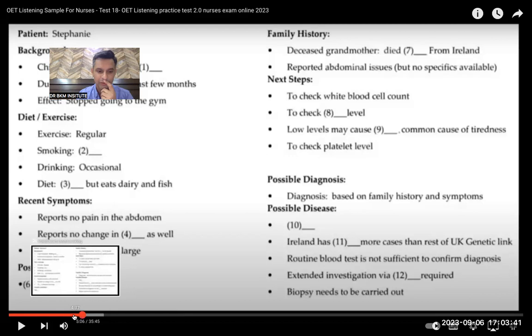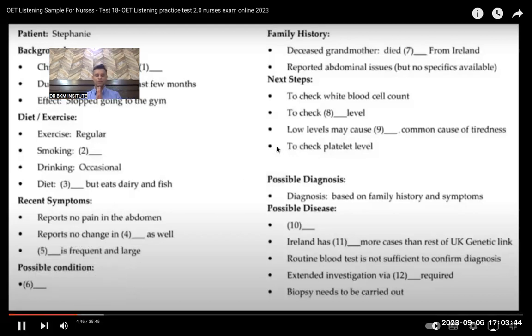Sorry. We missed out on something. Yeah. The specifics of her condition.